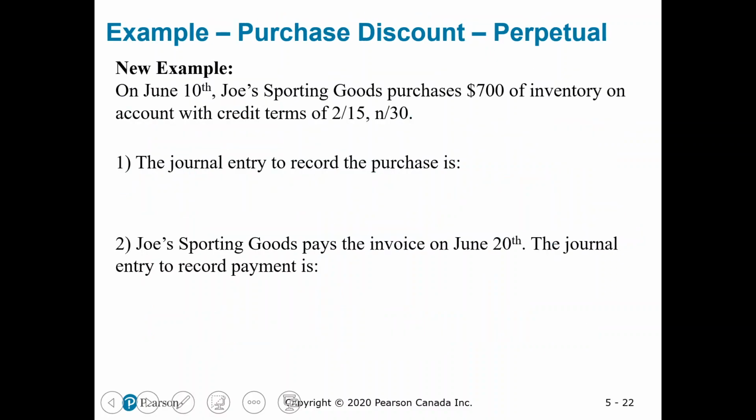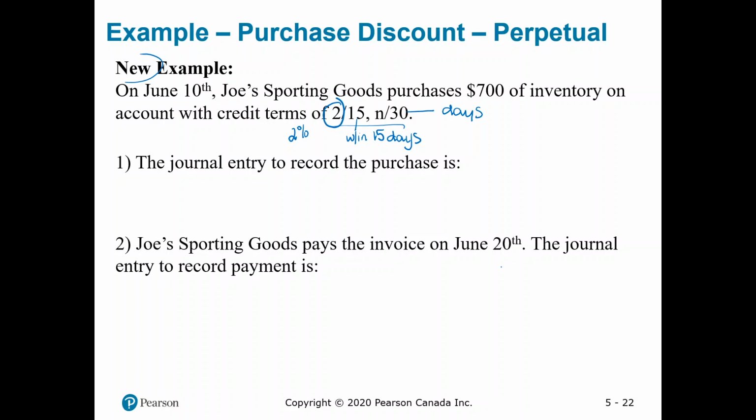Okay, so let's look at an example here. So this is a new example. On June 10th, Joe's Sporting Goods purchased $700 of inventory on account with credit terms of 2/15 and 30. So again, this means a 2% discount is available if it's paid within 15 days, and if not, the net is due in 30 days. So that's how you read those.